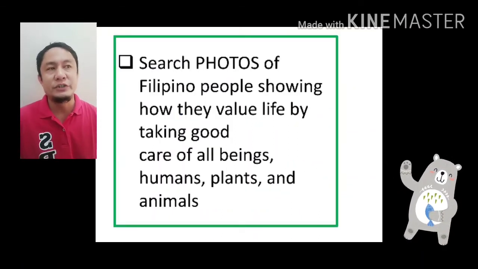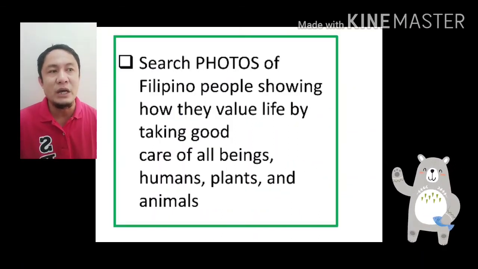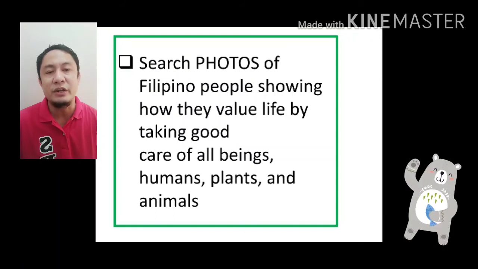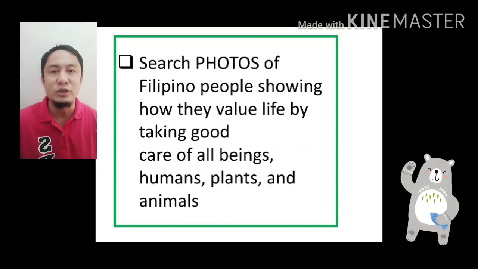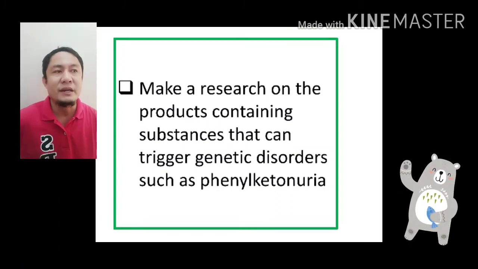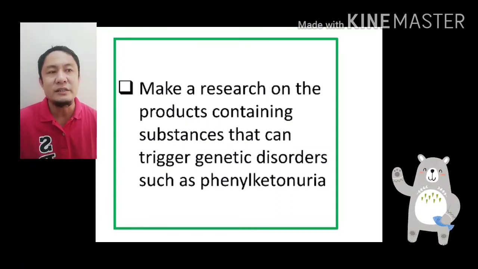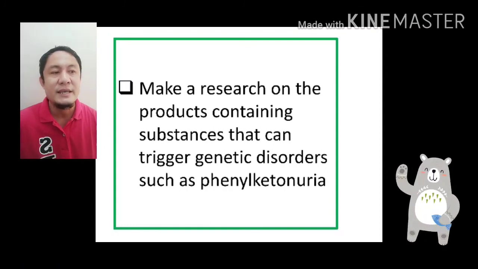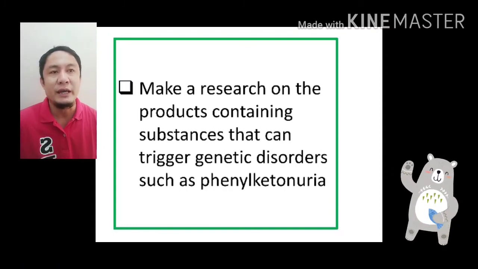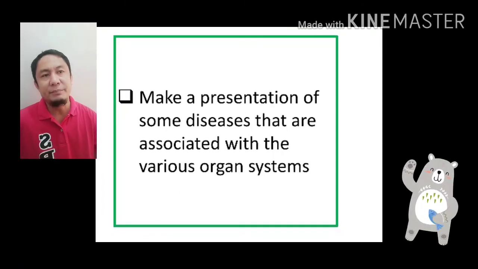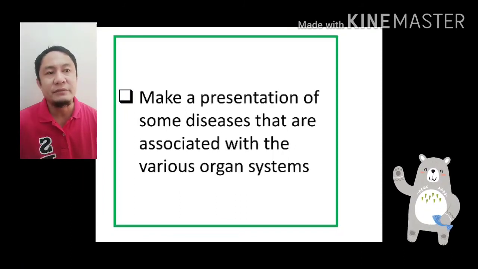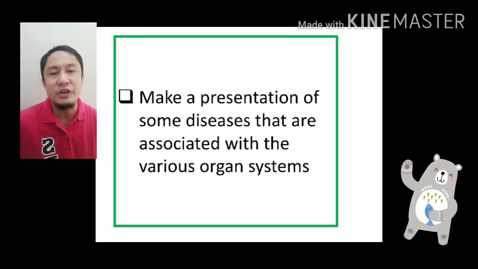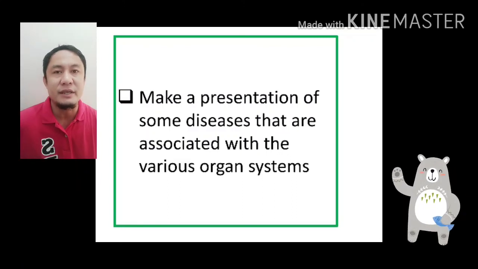Number 1, search photos of Filipino people showing how they value life by taking good care of all beings, humans, plants, and animals. Second po, make a research on the products containing substances that can trigger genetic disorders such as phenylketonuria. Number 3 po, make a presentation of some diseases that are associated with the various organ systems.